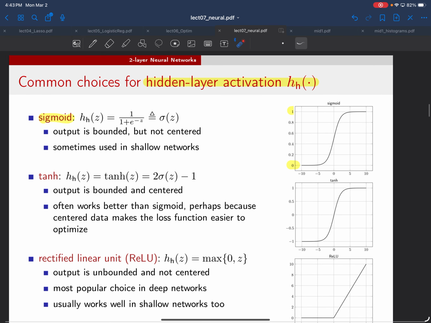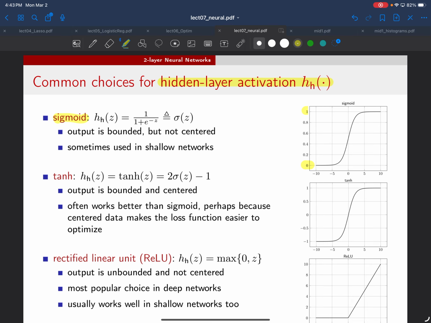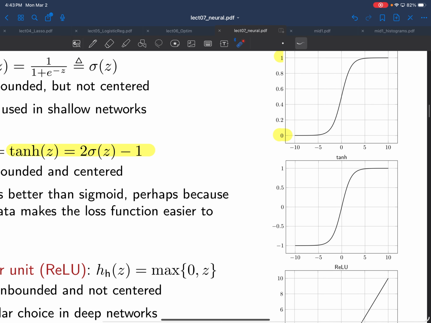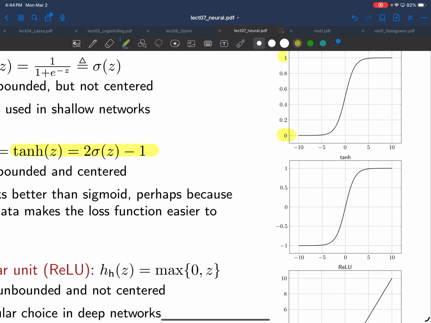Okay, so there's a variation on the sigmoid, which is really just a shift and scale of it, called the hyperbolic tangent. And the hyperbolic tangent is just 2 times the sigmoid minus 1. So as a result, it's the same shape as the sigmoid, but now it goes from -1 to 1. And so this one is obviously bounded, but it's also centered, such that when the input is 0, the output is also 0.